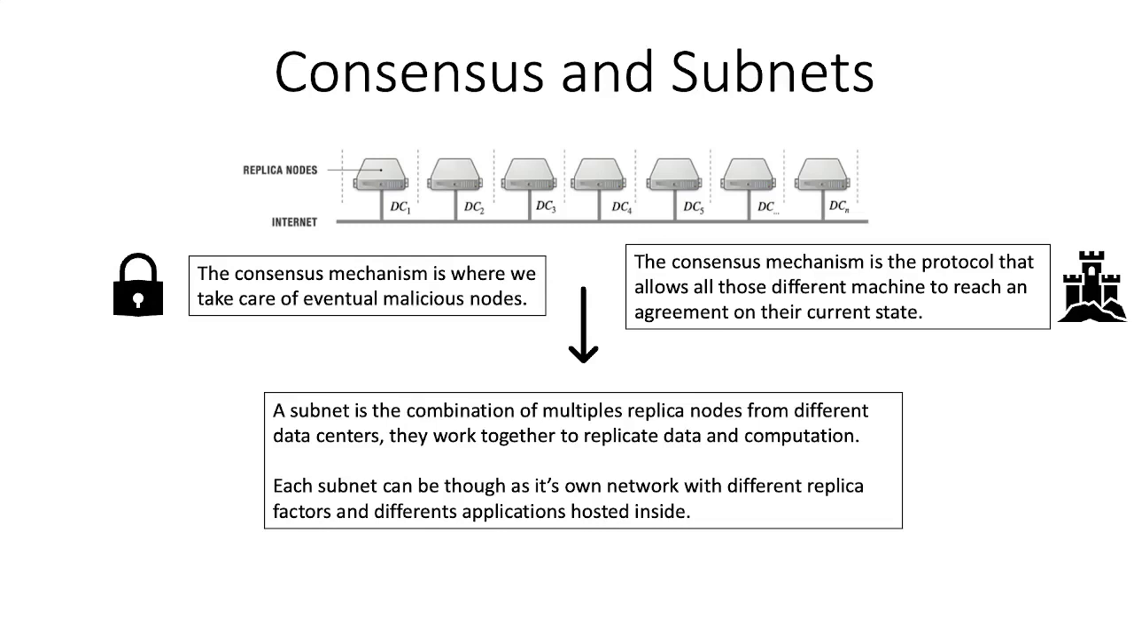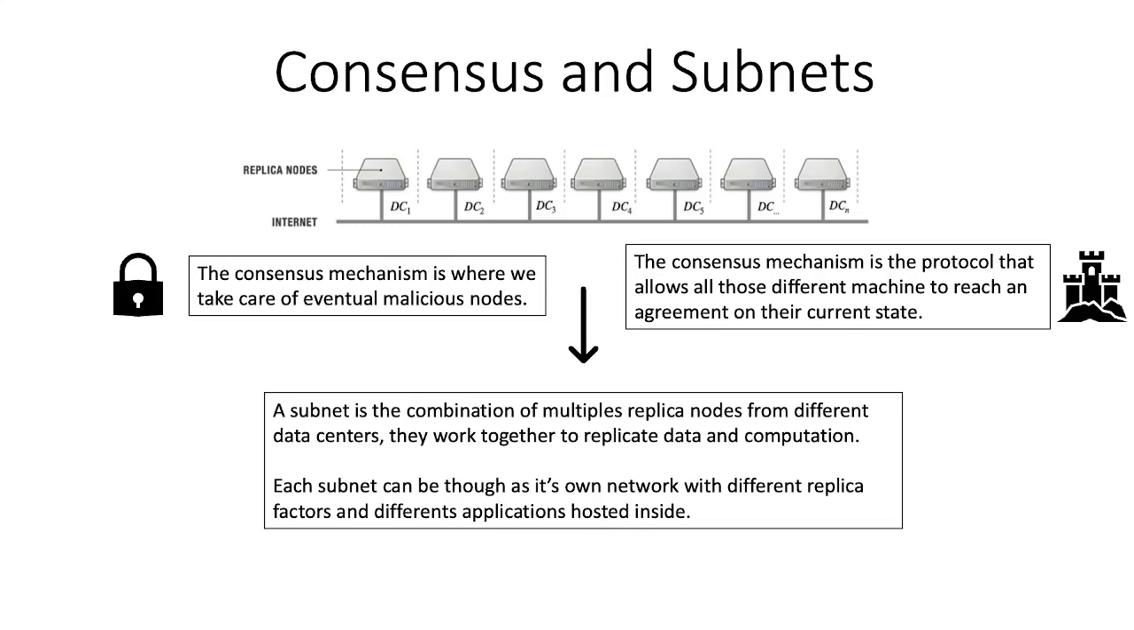Let's talk about consensus and subnets. This is a very important part because this is where the network is created, basically, and decentralized. What I mean is that without the consensus mechanism, we would just have separated nodes. All those different nodes, so here we have 7 nodes, will reach a consensus through the consensus mechanism, and they will reach an agreement on their current state.